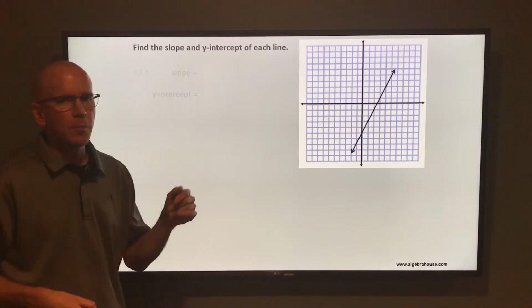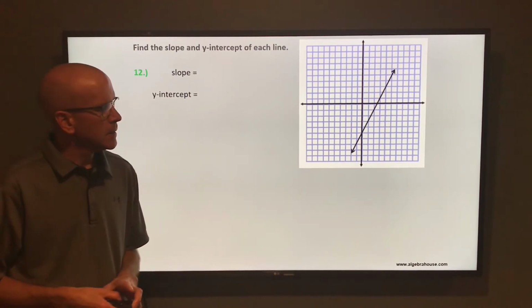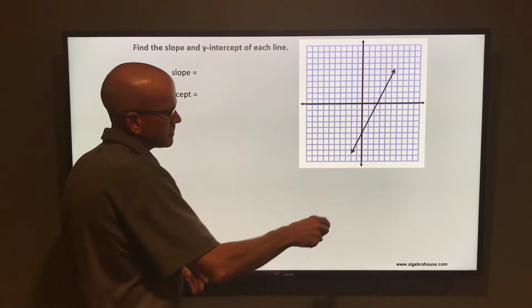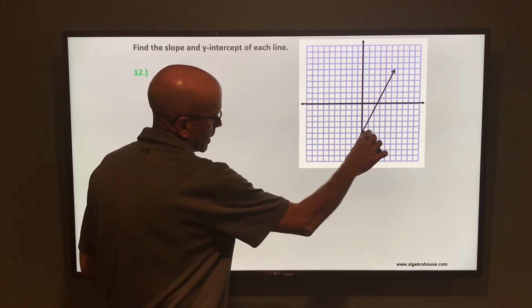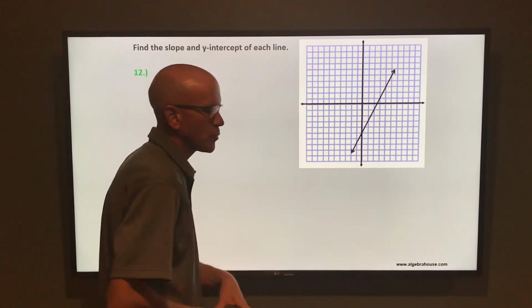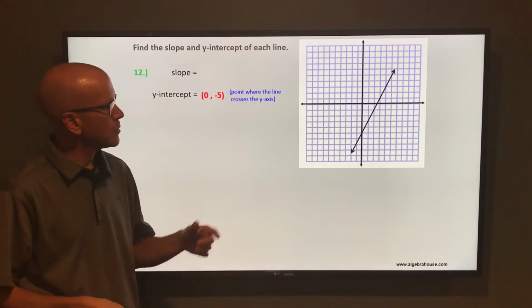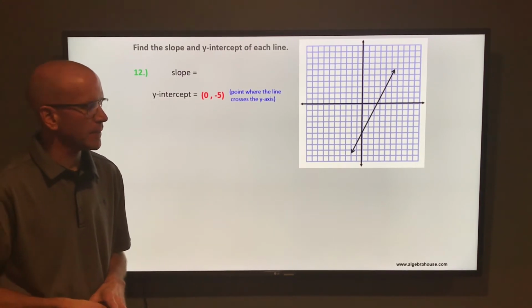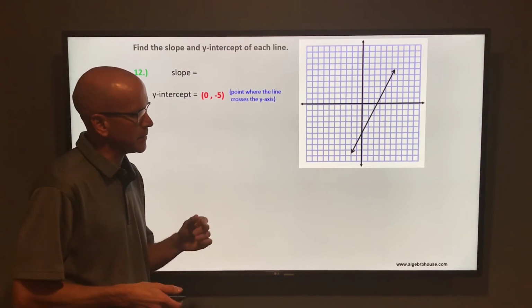We're going to find the slope and the y-intercept of this line. It doesn't really matter which one you find first. Y-intercept's probably the easiest. Look to see where it crosses the y-axis, and it hits the y-axis right there at -5. If you count down from the origin, it's crossing through the y-axis at -5, so the y-intercept is -5. You could say the coordinates of that would be 0, -5, or just say the y-intercept is -5, it's the same. Now to find the slope.